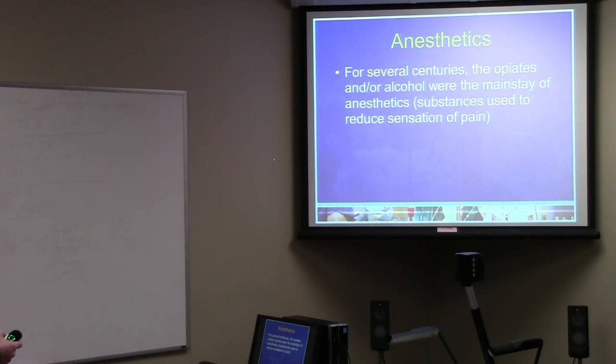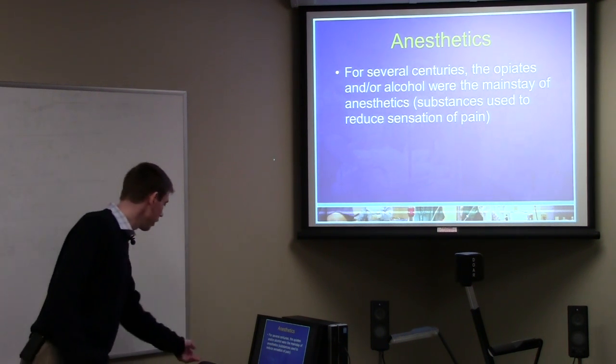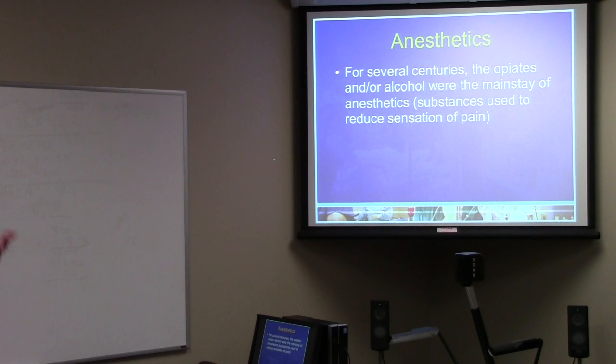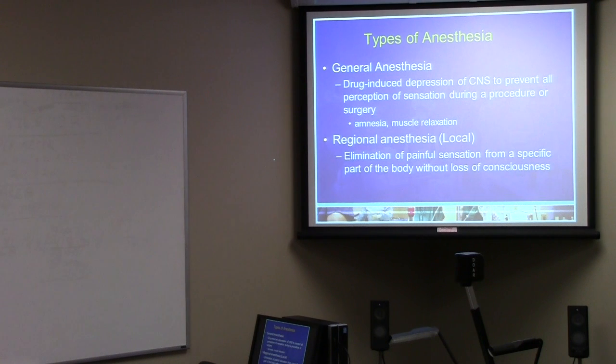In history, we have used pain medications and alcohol for sedating patients to help with sedation and also to help with pain. We still use pain medication, but we don't use alcohol anymore. That's what the surgeon drinks before surgery. But anyway, we'll be talking about a couple different types of anesthesia today.